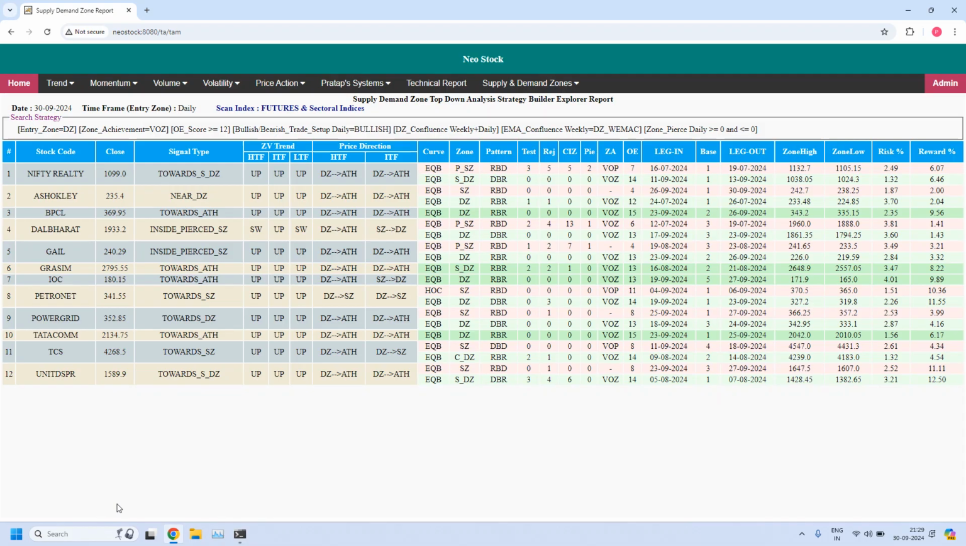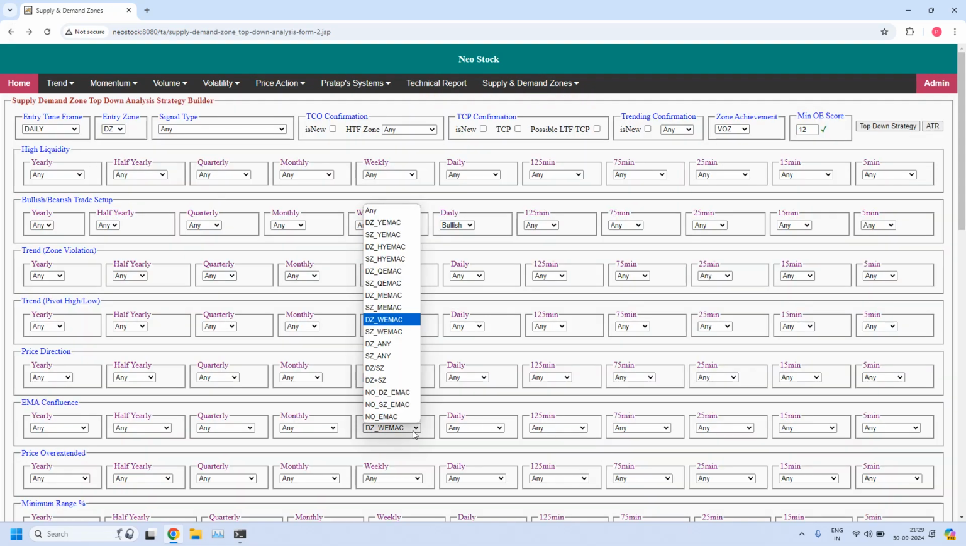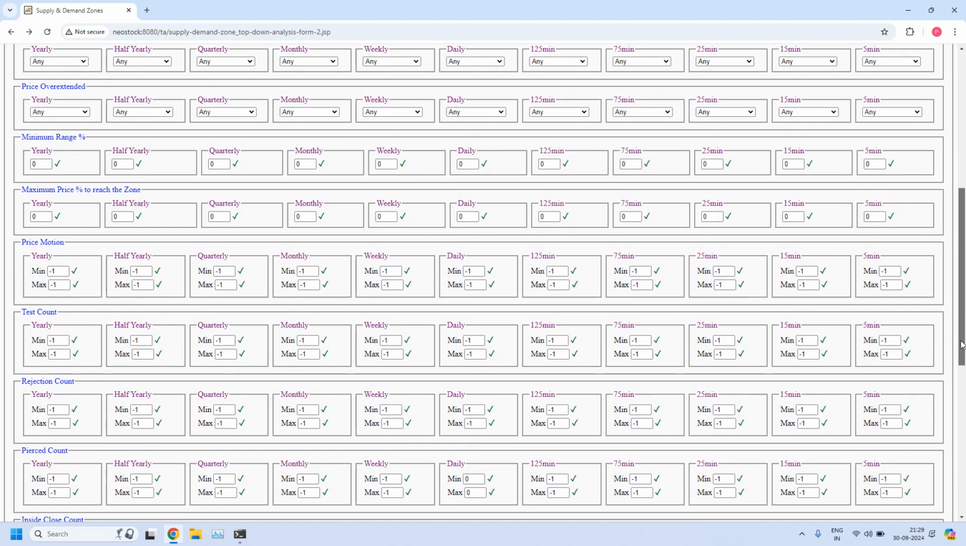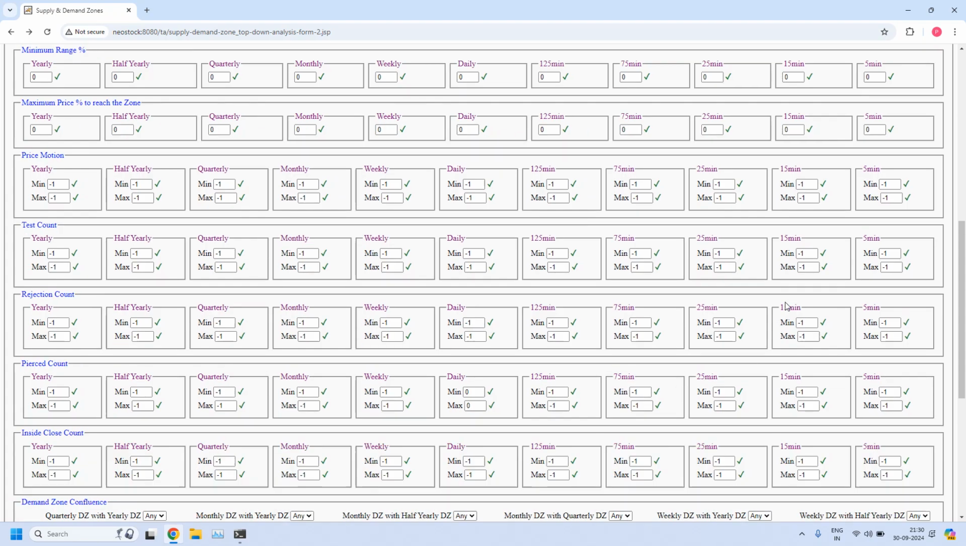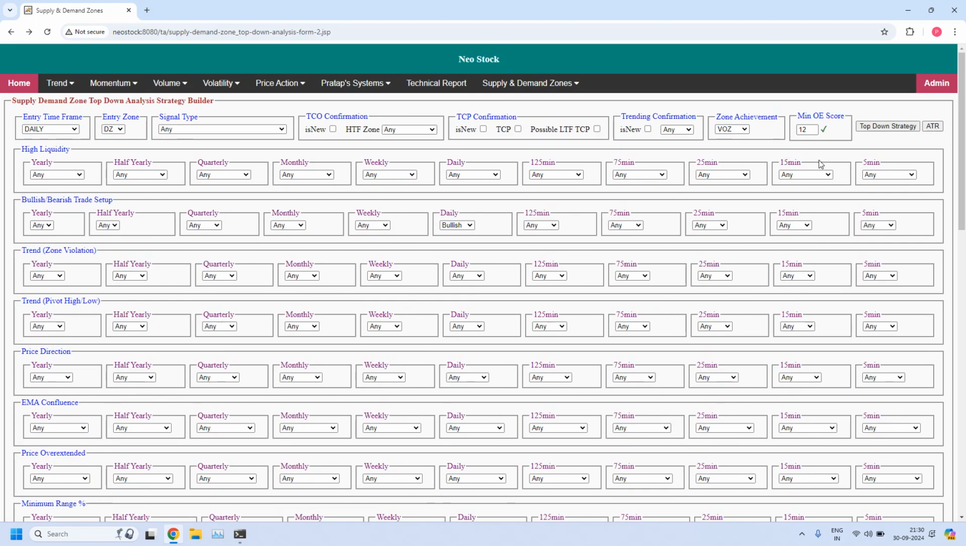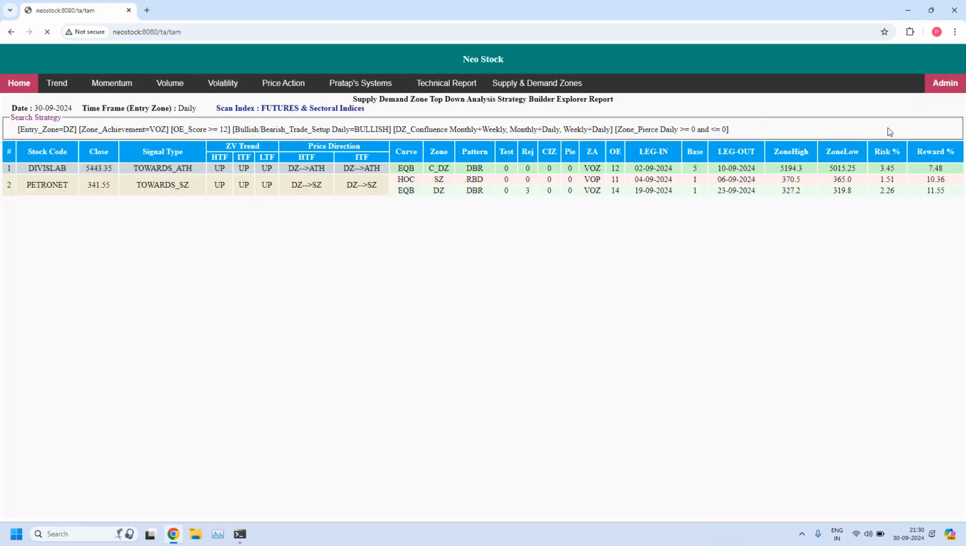Okay, now let's verify LTF, ITF, HTF confluence. For that, first we need to remove this EMA filter. LTF, ITF, HTF means daily, weekly and monthly confluence. So in the demand zone confluence, already we enabled daily with weekly demand zone confluence. Now I am enabling daily demand zone with monthly demand zone confluence, and also weekly demand zone with monthly demand zone confluence. So LTF, ITF, HTF confluence filters we set. Now let's verify. 2 stocks are filtered.